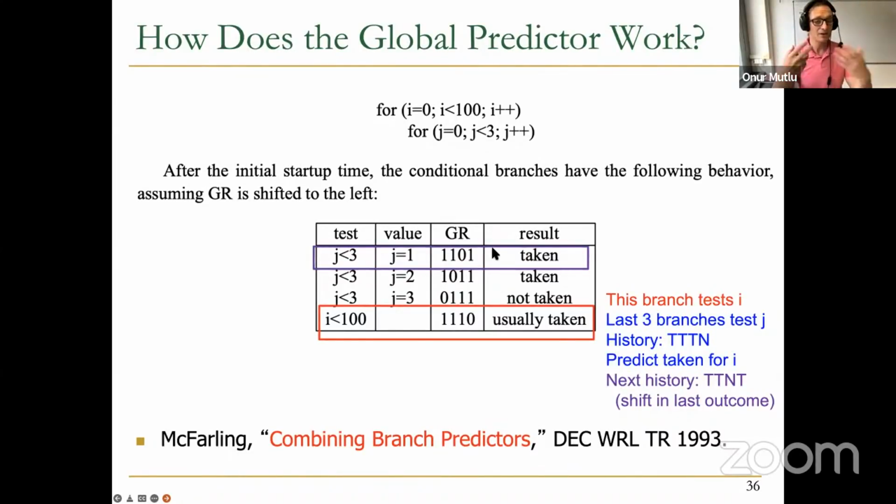If you go through and simulate this program, you will see that whenever the global history register is this, the result is taken. Whenever it's this, the result is taken. Whenever it's this, the result is not taken. And whenever it's this, the result is usually taken. So now you're representing what happens in the program based on this history register and the associated result that the branch should have. I think this is very powerful. I recommend you take a look at the paper and examine this in more detail on your own time. It's a very good explanation of global history and why it works.